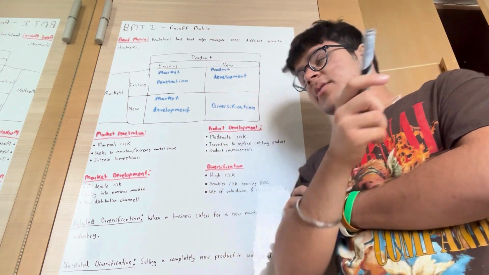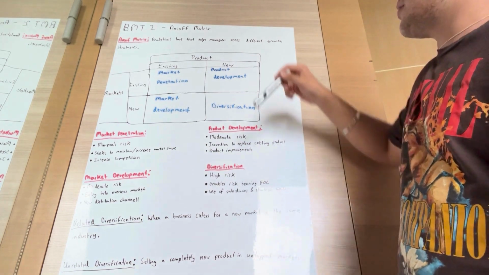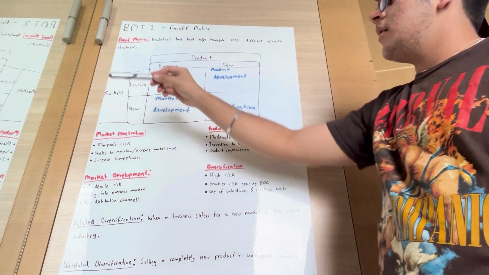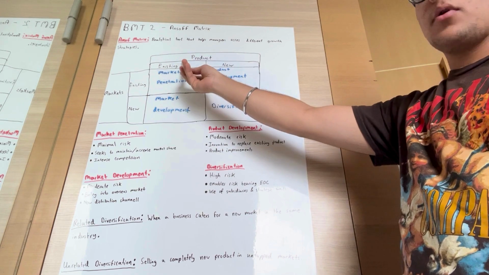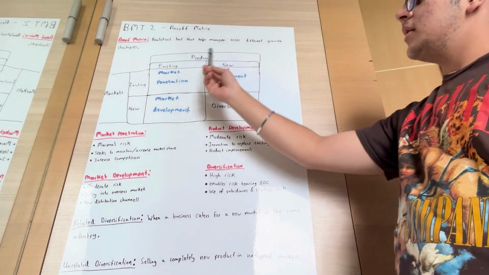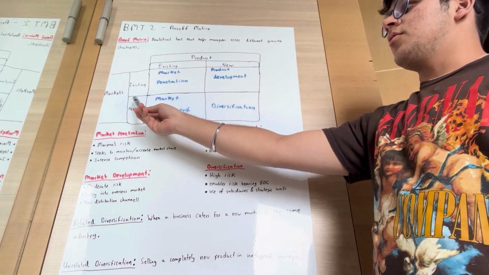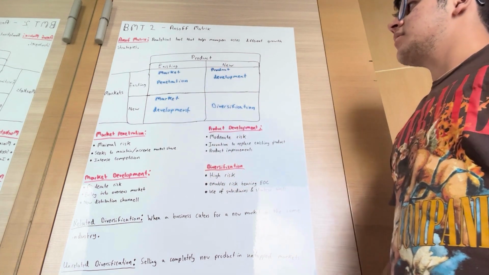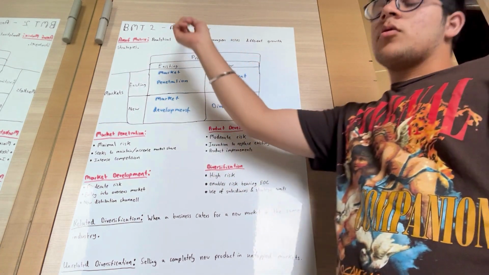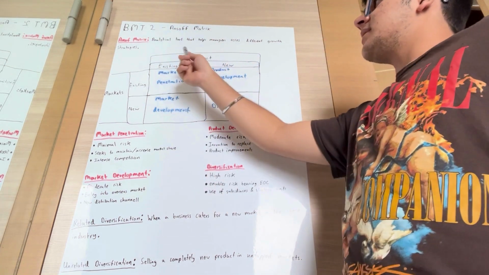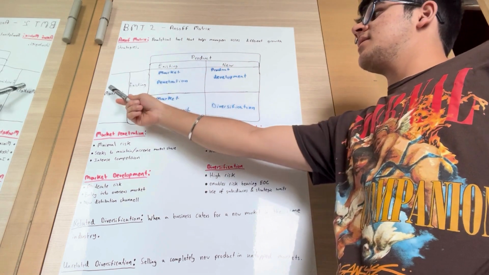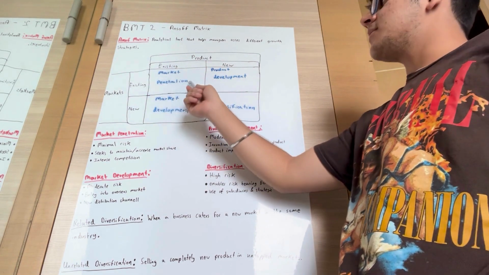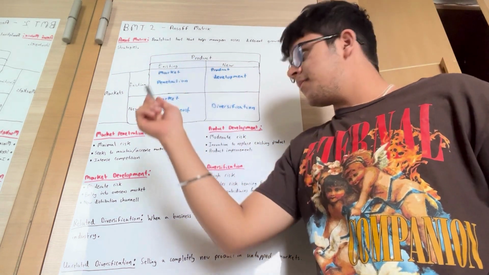So the model is split up so that you have your product and your market, and you have an existing product and a new product, and then an existing market and a new market. Now these in blue over here are the growth strategies. So let's say a growth strategy for an existing product and an existing market, you would look here. Now that is what you call market penetration.